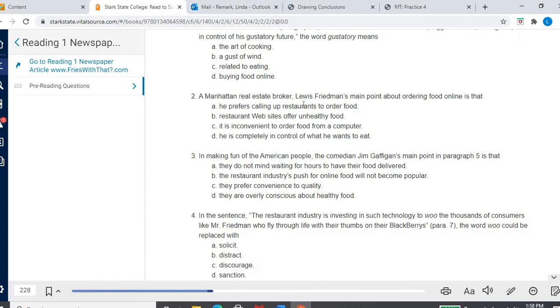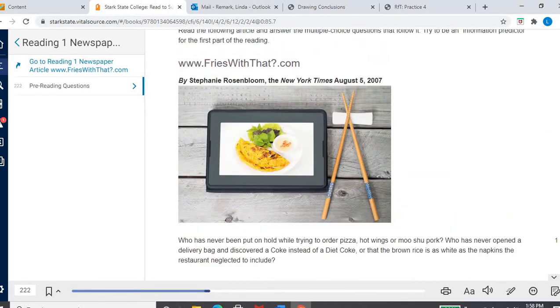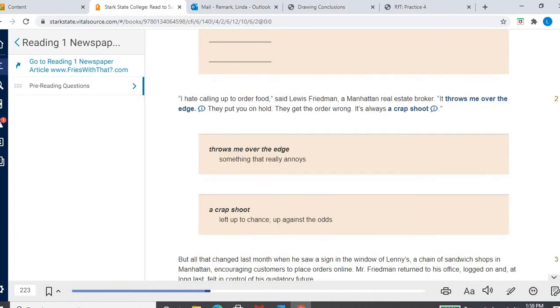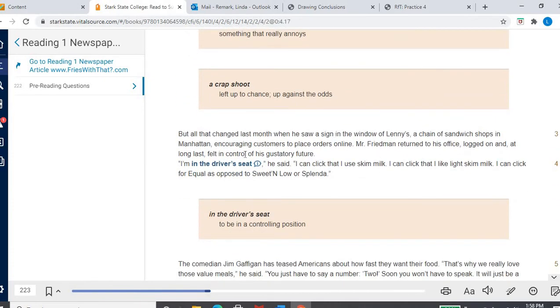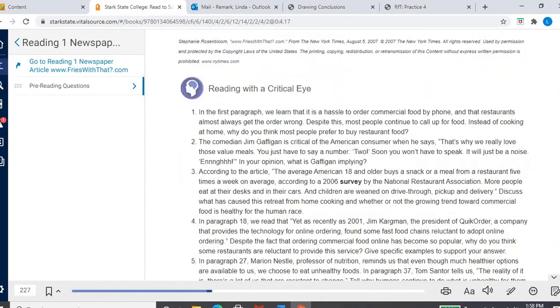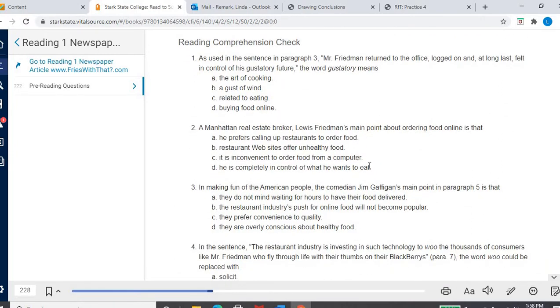It says, a Manhattan real estate broker, Louis Friedman's main point about ordering food online is what? What is he saying? And he was toward the very beginning here. He doesn't like calling up to order food because they get it wrong. So now he's ordering food online. He says, I'm in the driver's seat. So what implication does that make? Well, it sounds like he wants to be in control of what he wants to eat. So he's in complete control. So number 2 is D. He's in complete control because before he didn't really care for the fact that they got errors with his orders.